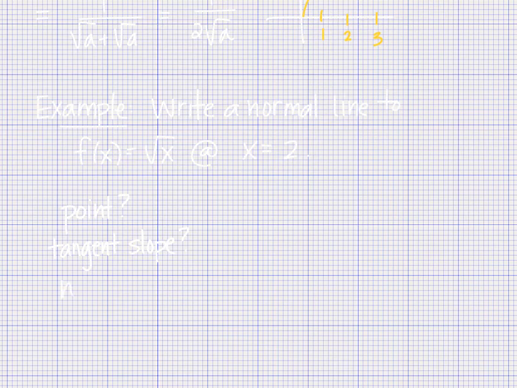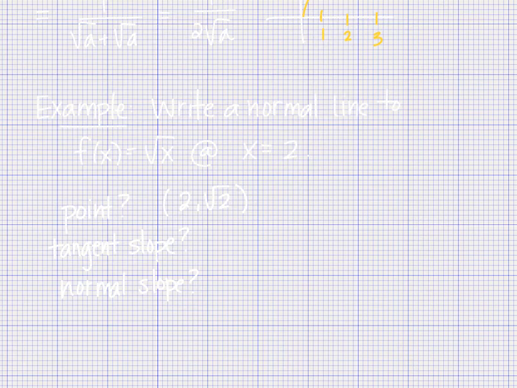And then you need to know the normal slope. And then you can write your line. So to find the point, I'm going to plug 2 in where? Into the original equation. So my point is 2, rad 2. I'm just plugging it into the original equation.